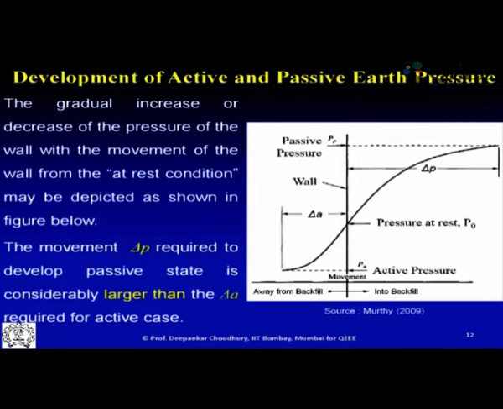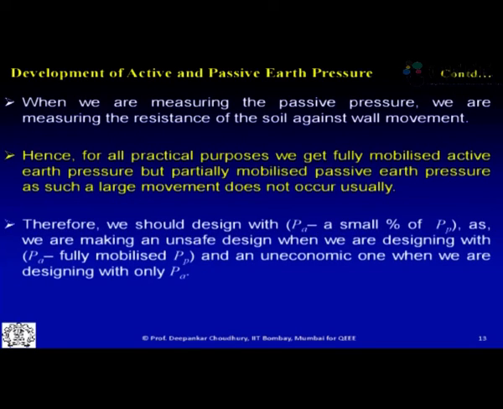You can see over here, delta A to mobilize active state is much smaller in the quantity of the movement of the wall compared to the delta P which is required to generate the passive state, which we have seen through the Mohr circle also. So therefore, we should design with PA value only, with a difference of a small percentage of passive earth pressure. Why does this concept come? Let me explain now.